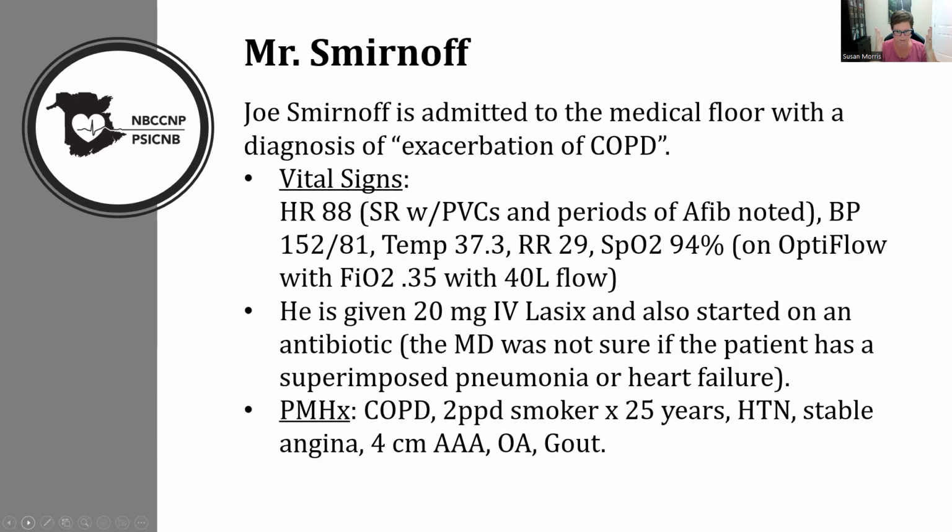So I think about his stable angina, and I always keep that in the back of my mind. He has a 4-centimeter abdominal aortic aneurysm. He has osteoarthritis and gout. So it's got pretty big past medical history.